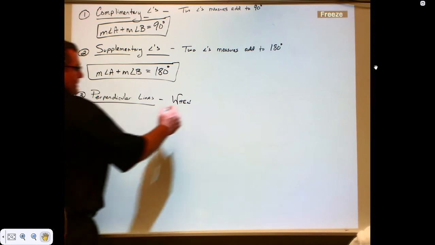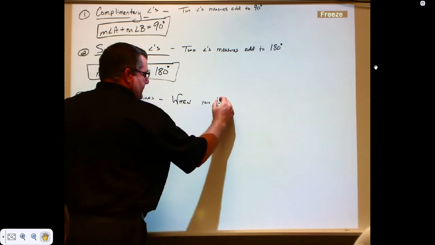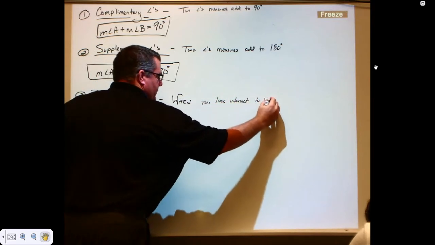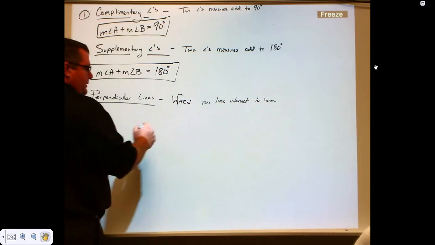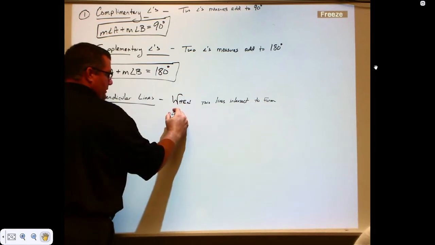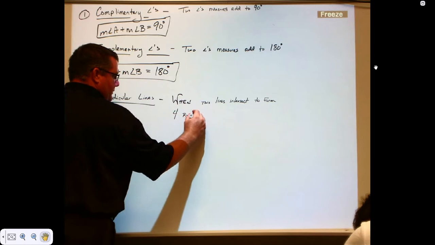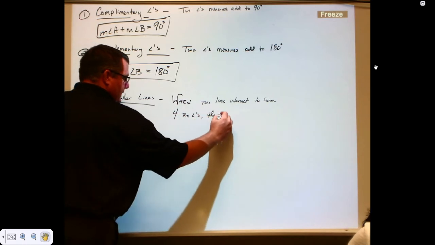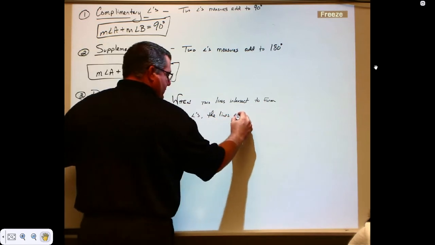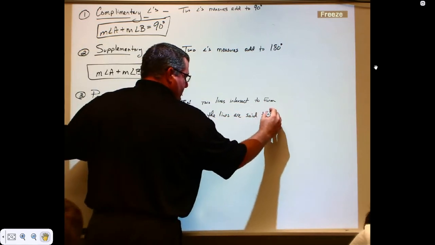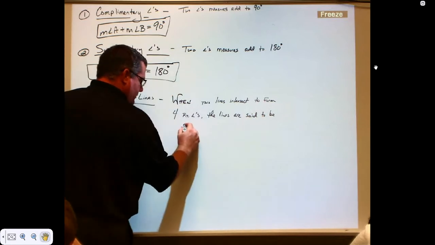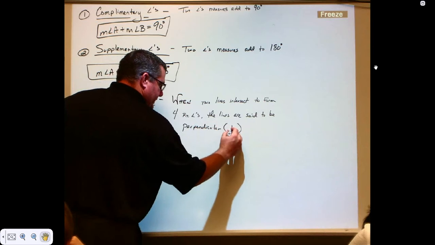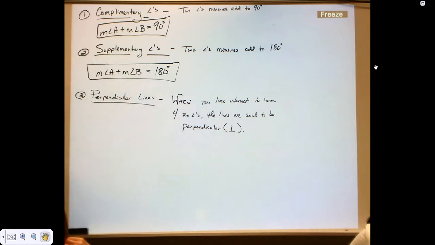Perpendicular lines: when two lines intersect to form four right angles, they are said to be perpendicular. And beside it, I'm going to make a little sign. What do you think that sign means?